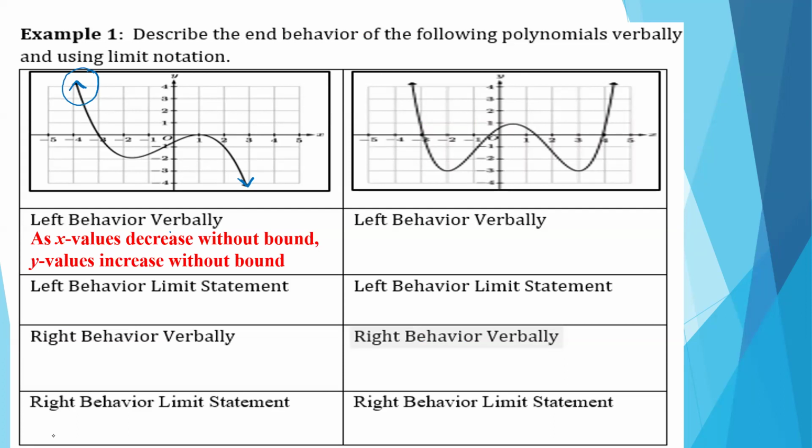Okay. So how do I write this with the limit notation, right? So just write what? Limit as X goes towards, going to the left, the X values are going towards what? Negative infinity. And my function, they didn't give us a letter, so we just write function equals, it's going up, infinity. Okay.